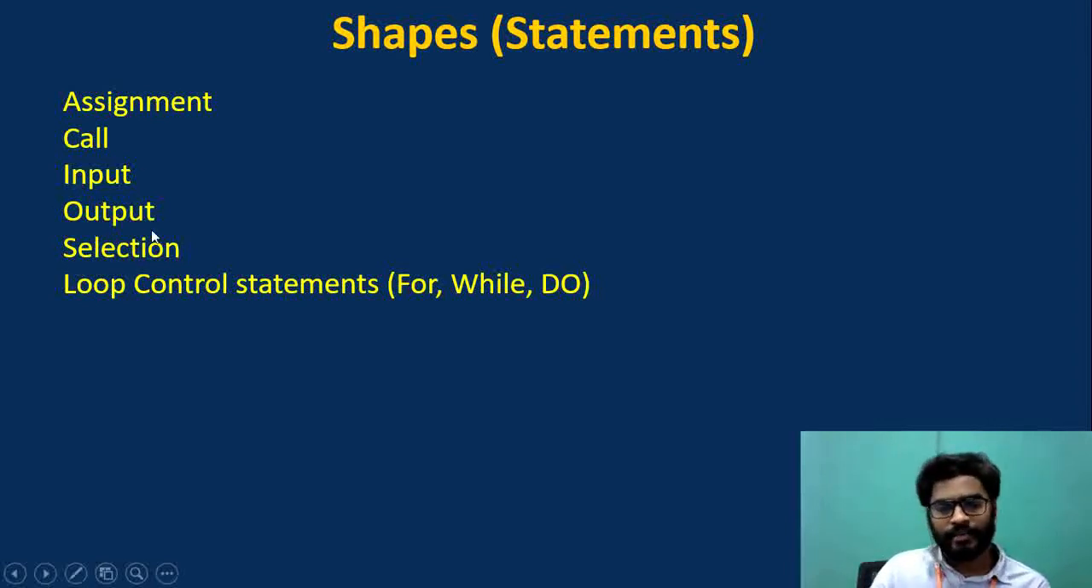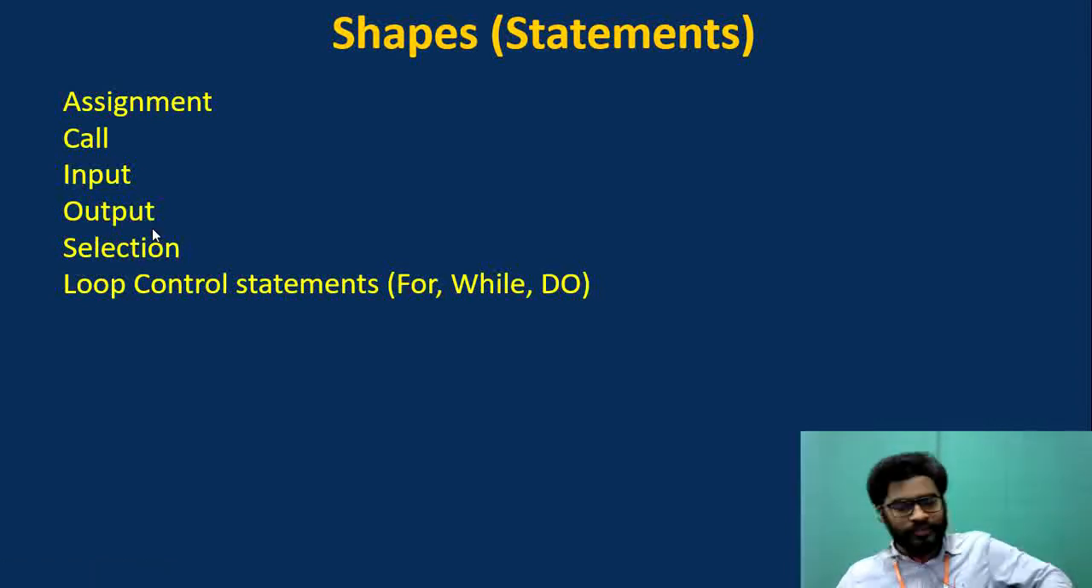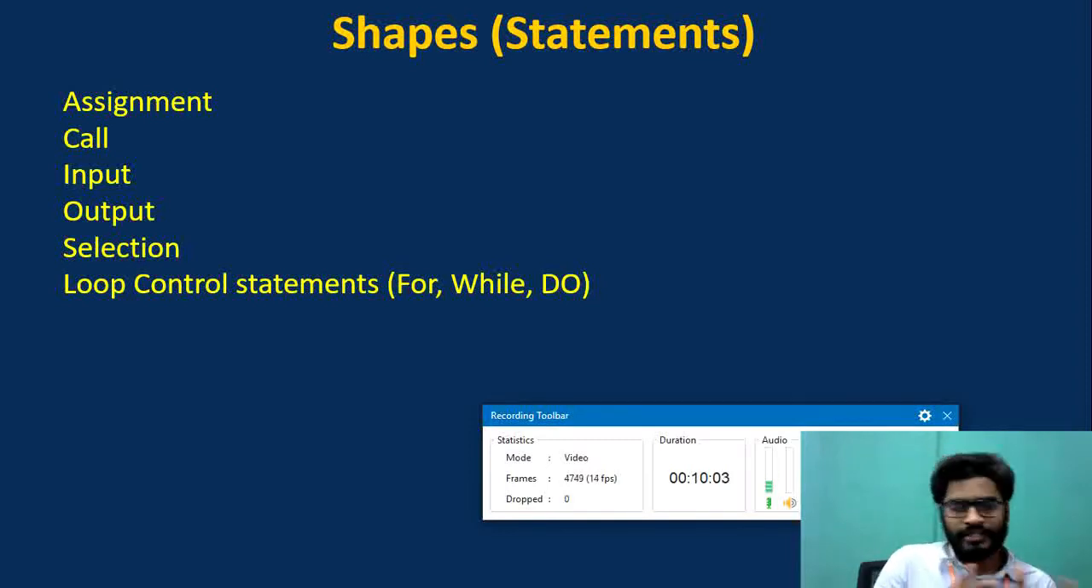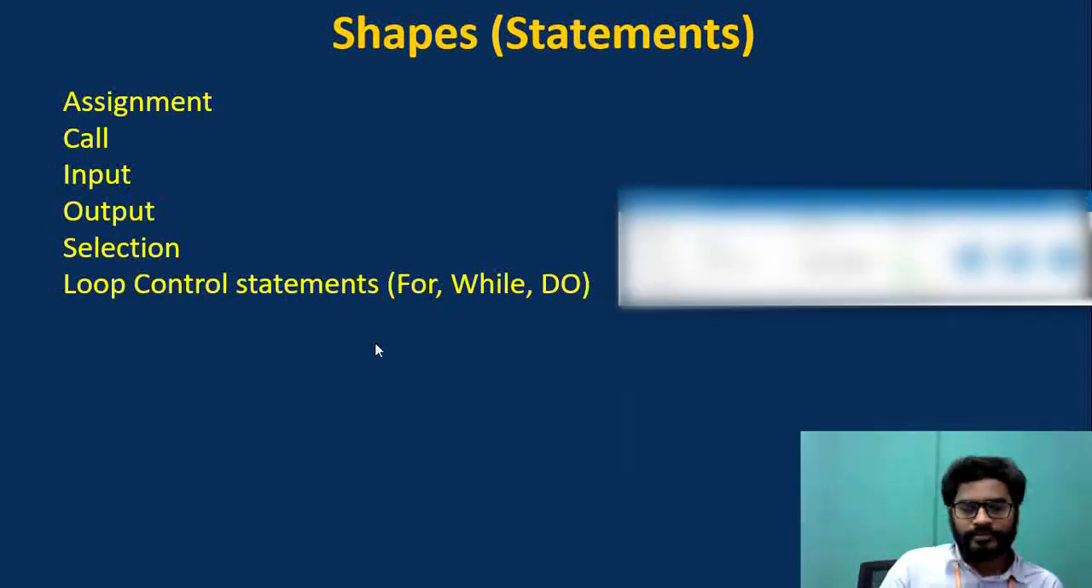The selection statement is for making decisions whether to execute a certain set of instructions or not based on a certain condition. If the condition is satisfied, a set of statements will be executed, otherwise it will not be executed. The loop control statement is for repetition. If you want to execute some set of instructions again and again, you can go with the loop control statement. Apart from these five, Flowgorithm also provides three additional shapes.